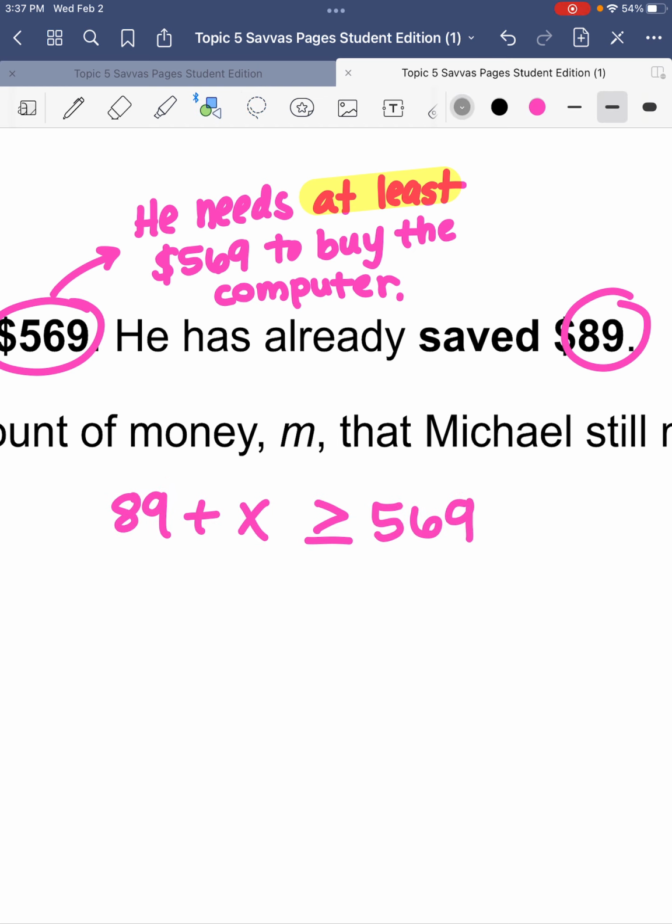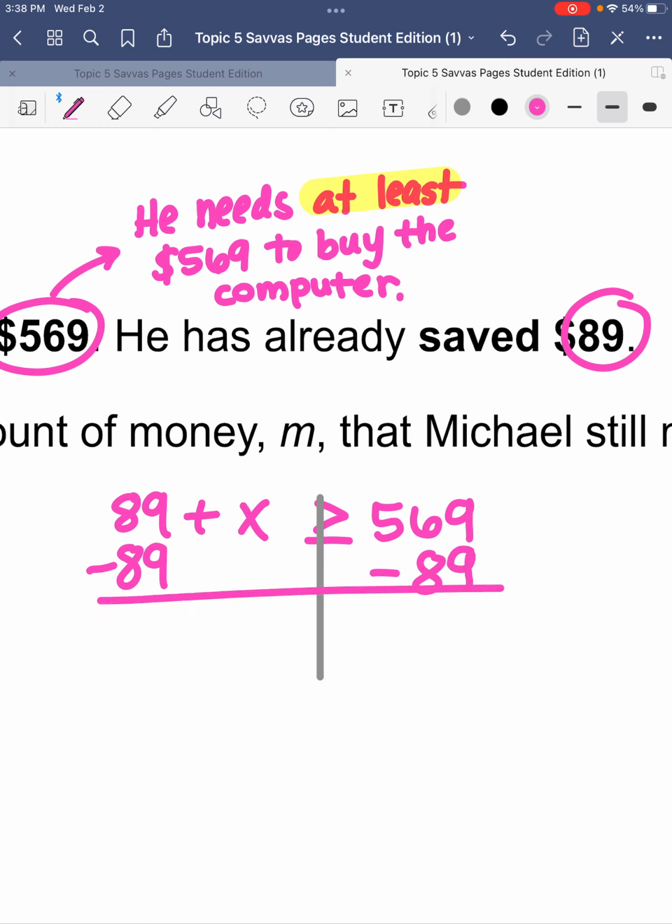So the first thing I'm going to do is draw a line through my inequality sign, and I'm trying to get that x by itself. So how do I undo this 89 right here? Well, keep in mind that's a positive 89. So how do I undo it? I subtract 89. So I'm subtracting 89 on both sides. Now on the side with the x, the 89 comes down. X is by itself. My inequality sign stays the same, greater than or equal to.